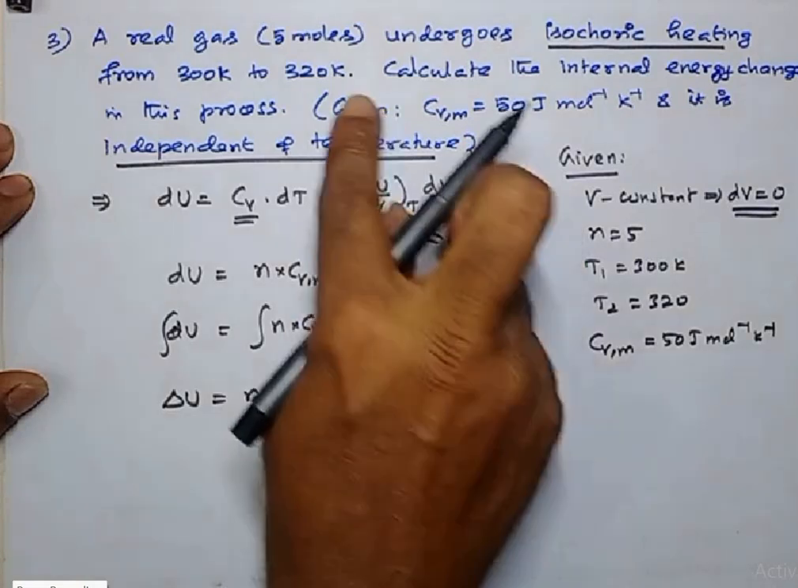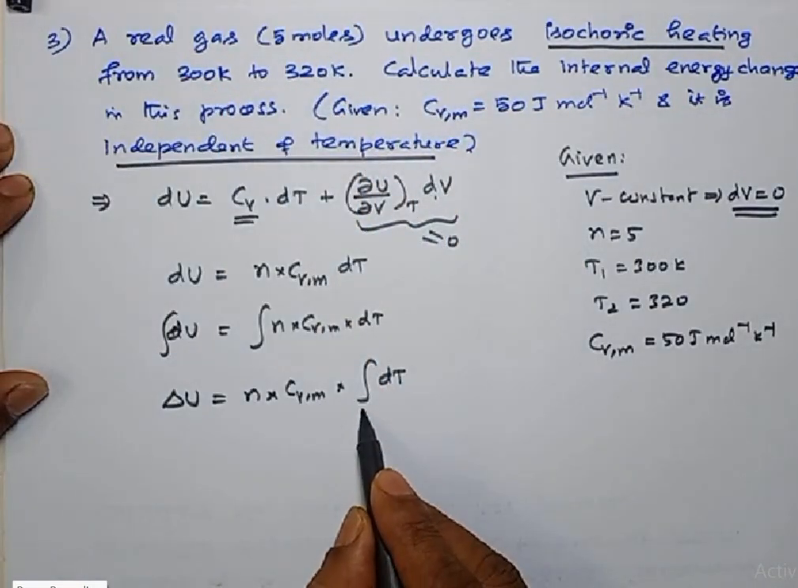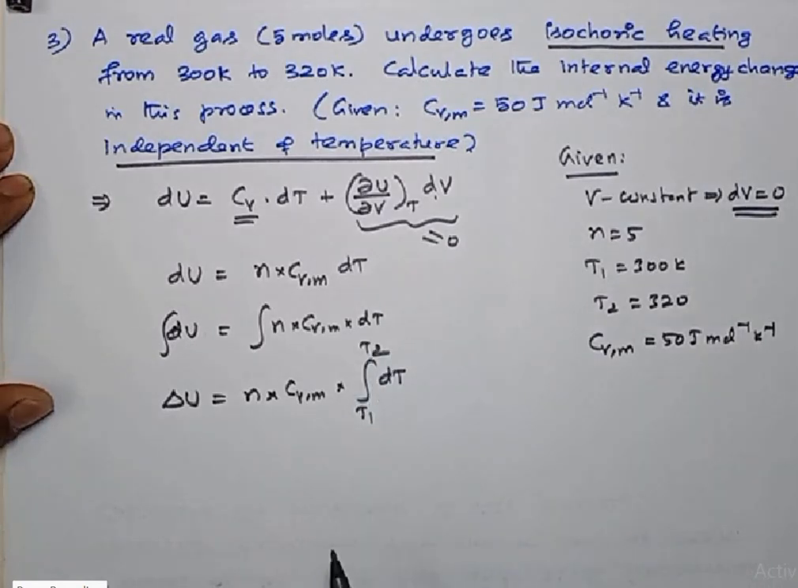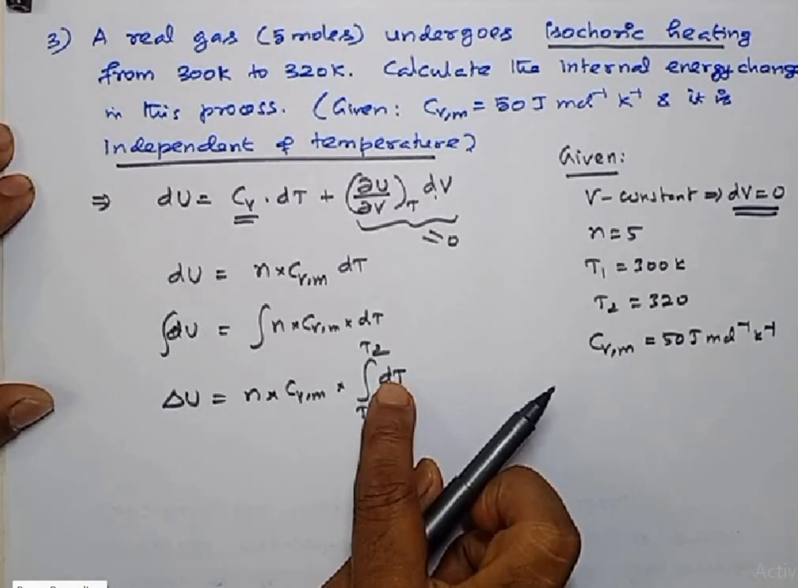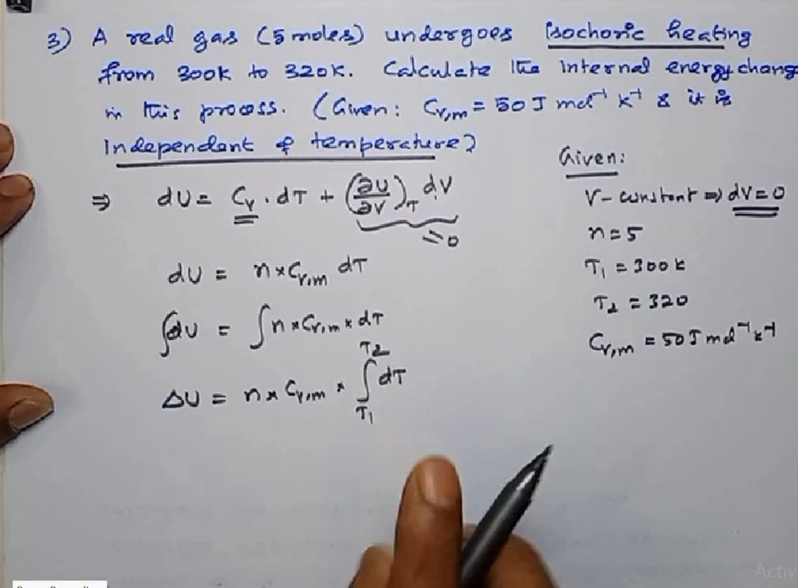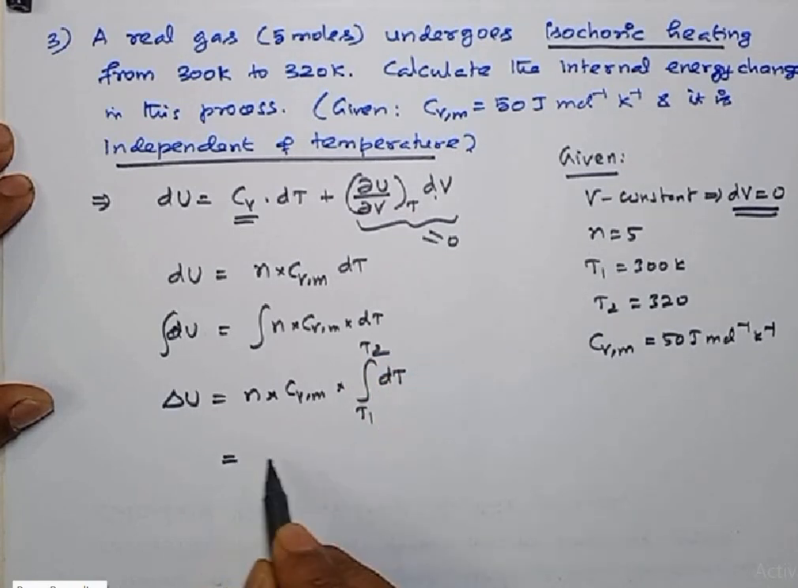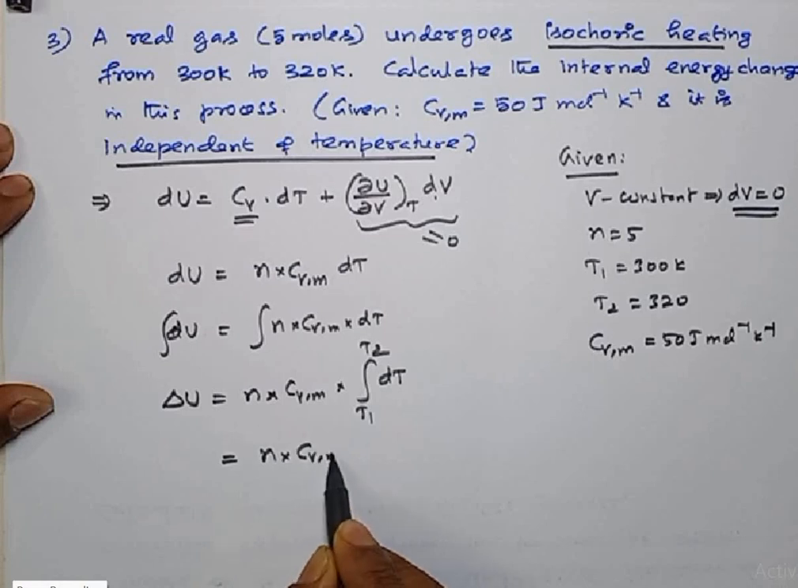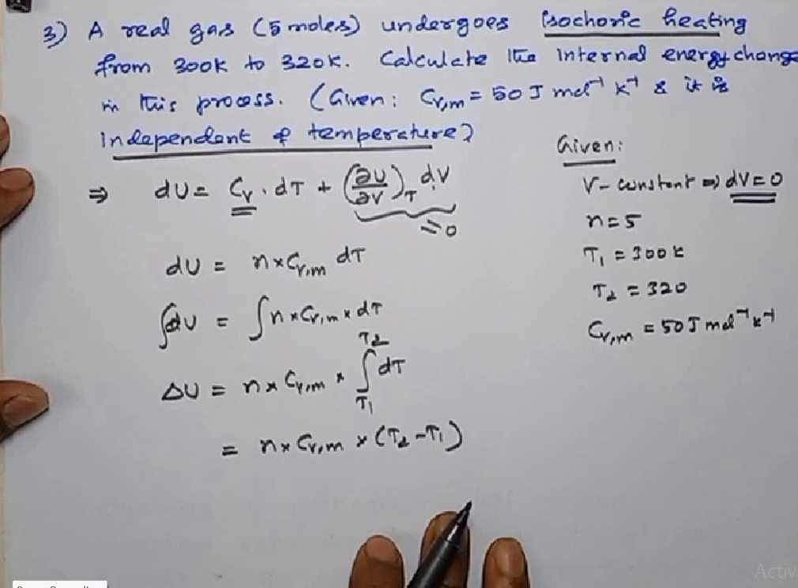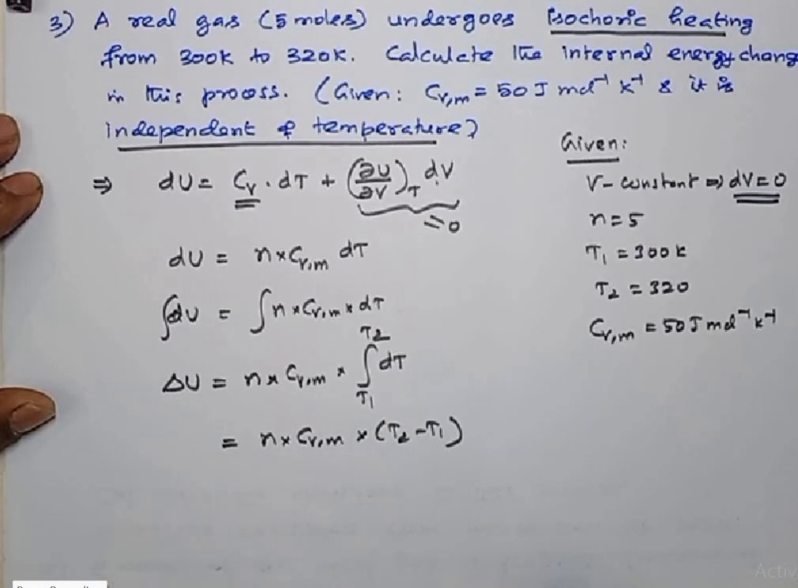Let me take the initial temperature as T1 and the final temperature as T2. Integral dT is T, with upper limit T2 and lower limit T1. So what we get is n into CVM into (T2 minus T1). This will give you the change in internal energy of the gas.